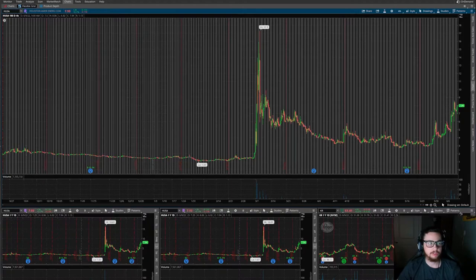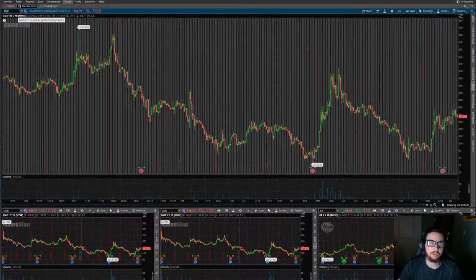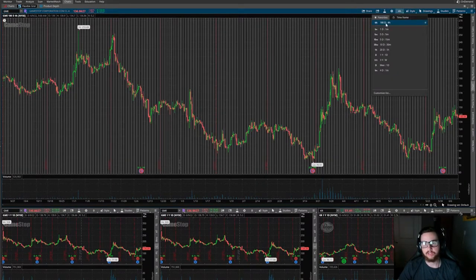Over to the right of scan, there's Market Watch. I don't really use this. Charts is a good one if you want to chart something. I don't know, let's go to GME. You can change the time frame up here. You can have 180-day, 4-hour. That's kind of the 6-month chart, if you will.